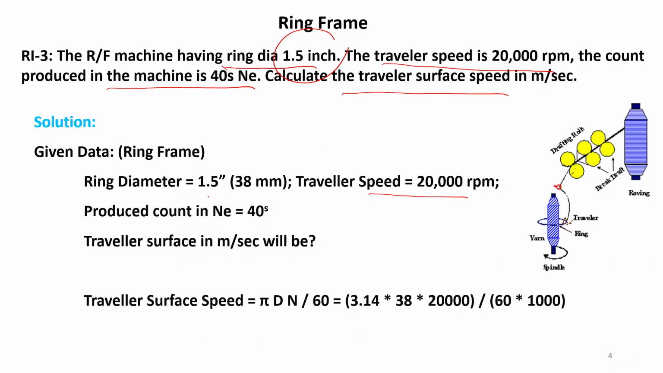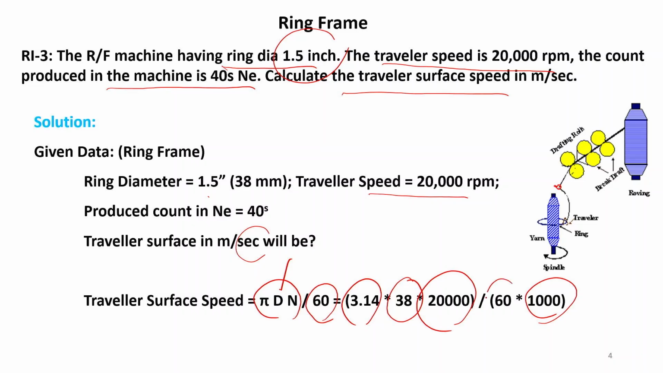So, traveler surface speed will be pi d n divided by 60, where d is the diameter of ring. It is per second, that is why divided by 60. The diameter is in millimeter, so we convert it to meter, n is the rpm, and second conversion. So, we get it in meter per second. It will be 40 meters per second approximately. Next one.